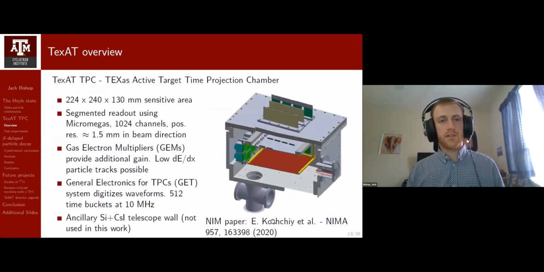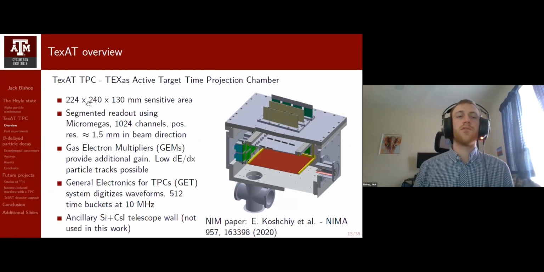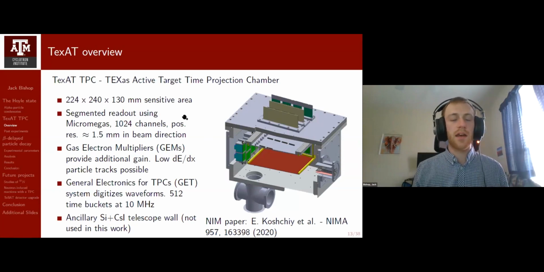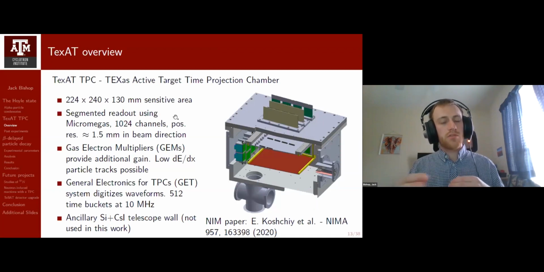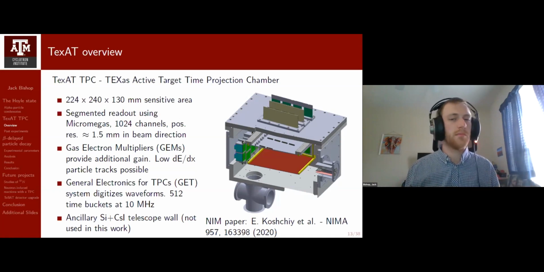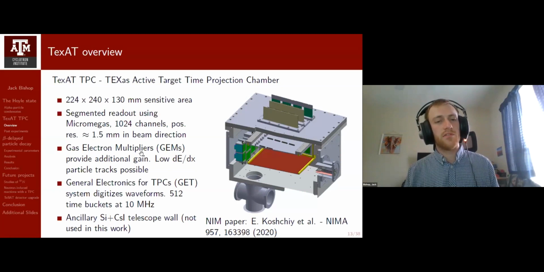So this is what TexAT looks like overall. In total, we have a 224 by 240 and 130 millimeter high area. We have this segmented readout, and all things together, we end up with 1,024 channels. So if we're reconstructing an interaction, then this gives us a position resolution of about 1.5 millimeters in the beam direction. As I mentioned before, we also have these GEMs, these gas electron multipliers, which allow additional gain.